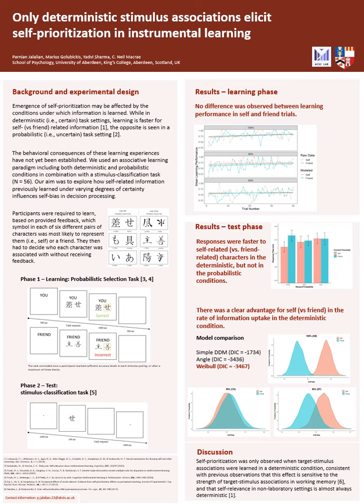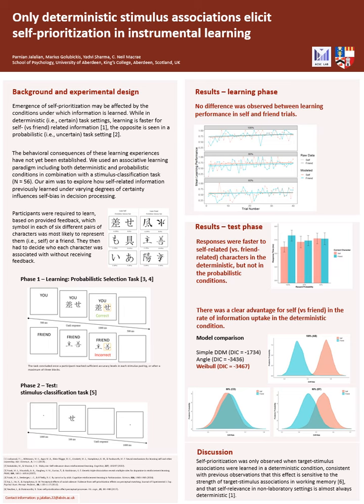We also use computational modeling to look at this effect further. Comparing 3 different models, we found that the Weibull model with collapsing boundaries, which assumes that less information is needed to make a decision as time goes by, was the best fit. Estimating parameters for that model, we saw a clear advantage for self versus friend in how fast information was gathered, but only in the deterministic condition.